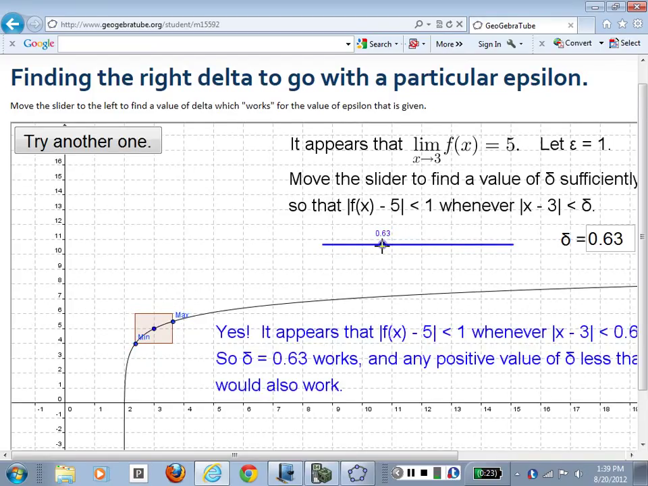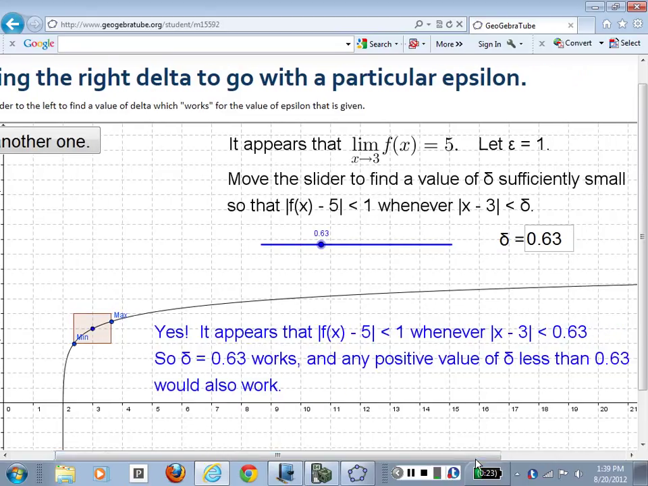There we go. So, as long as we're no more than 0.63 units away from 3, then f of x is going to be no more than, or actually less than, 1 unit away from 5.